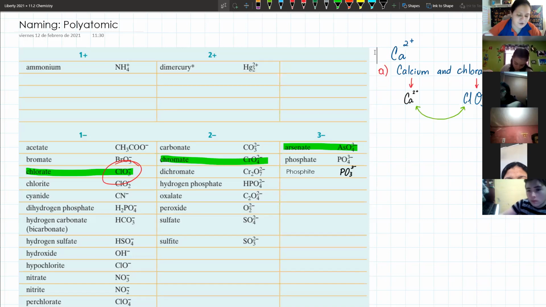Now that they are being joined, you just need to write them next to each other, like this. But, wait a minute. Okay, like that. Now, you have to think of what to do with the charges. The charge of 2+, where am I going to move it?